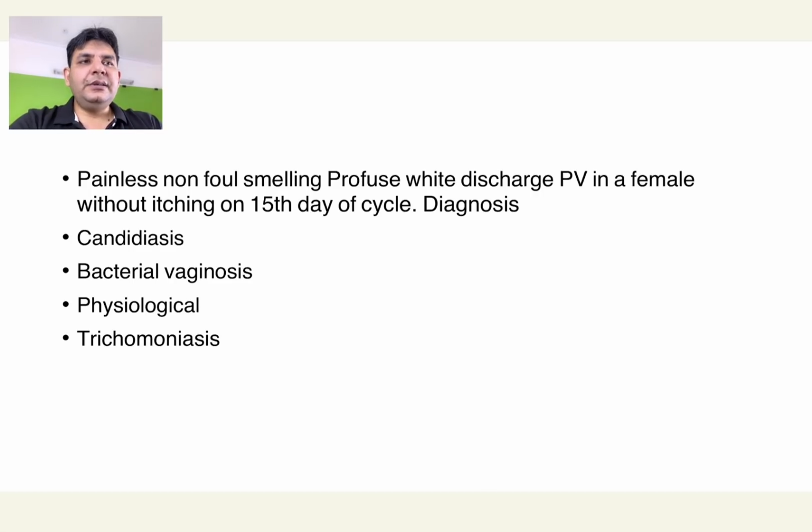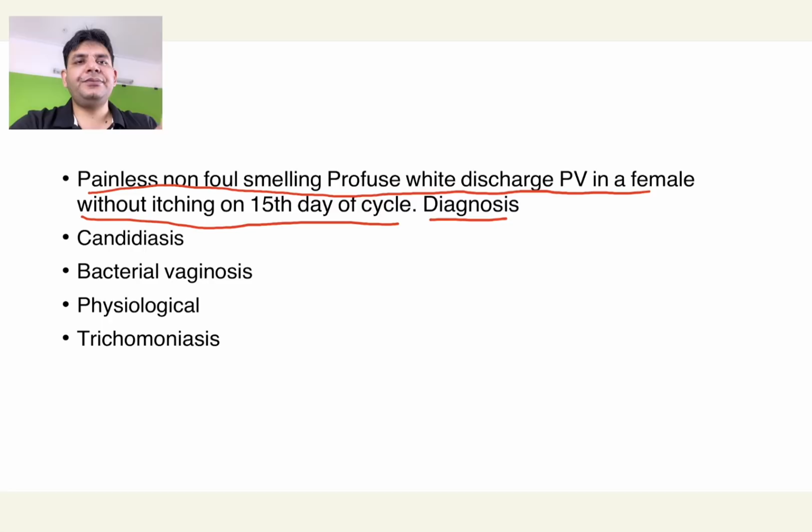This question, I'm not clear what exactly was there. The painless, non-foul smelling, profuse white discharge per vagina in a female on the 15th day of the cycle. The diagnosis is what? This is an atypical type of question. I don't know what to answer. Was this the question or is something else there in the question? You can tell that also.